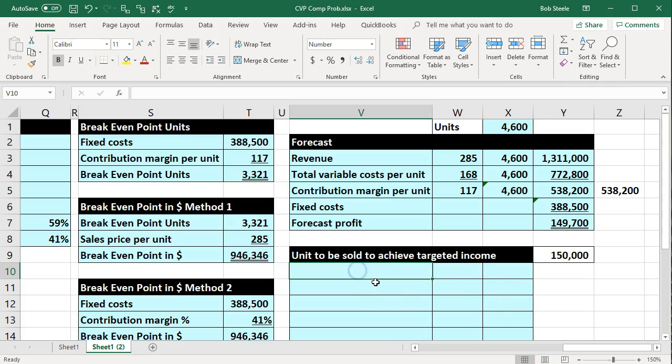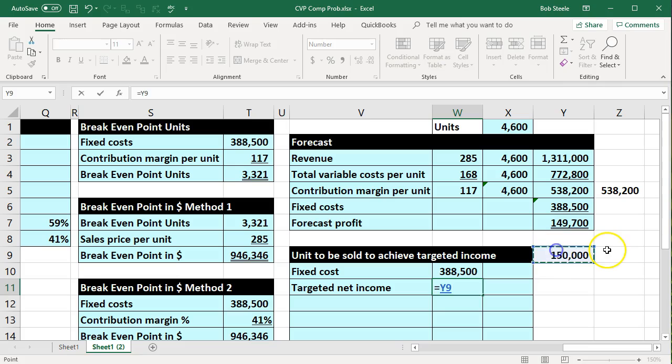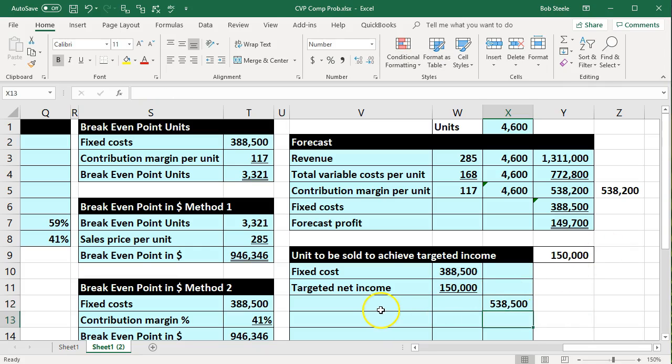So a similar type of calculation: we can take the fixed cost. I'm going to pull that to the inside, and that's going to be the 388.5. Then we're just going to add to that the targeted net income. It might just be called income sometimes, but that's a little deceiving because you might think of that as the top line, and we're really talking about the bottom line, the net income in essence. And we want it to be 150,000. Then we sum these two items up, using the sum function. This is basically our forecasted cost and net income.